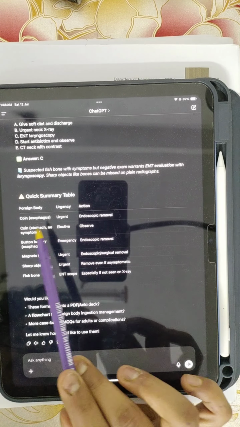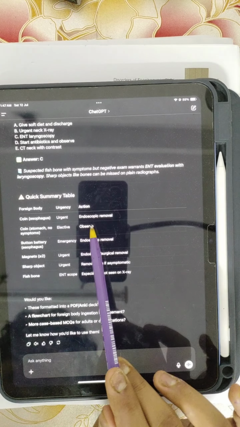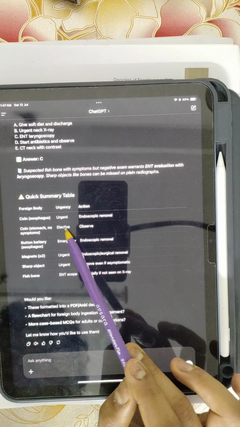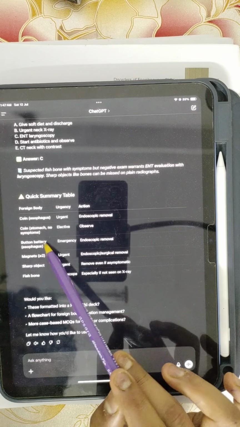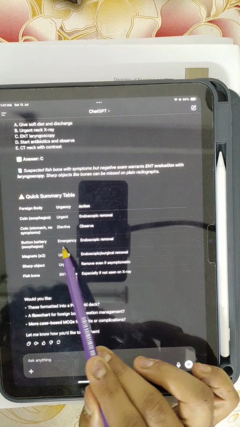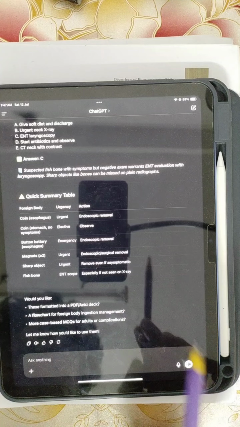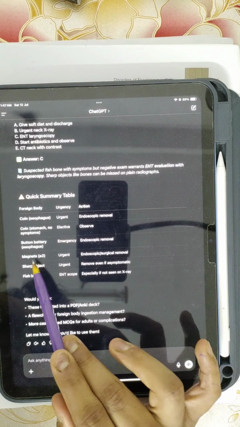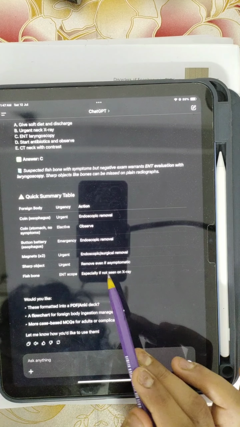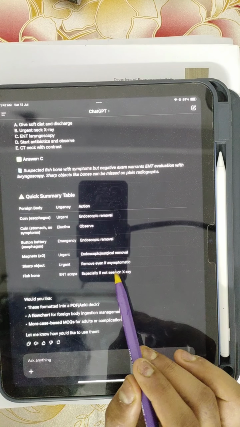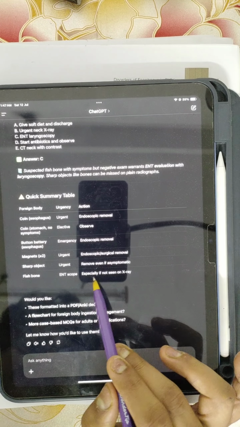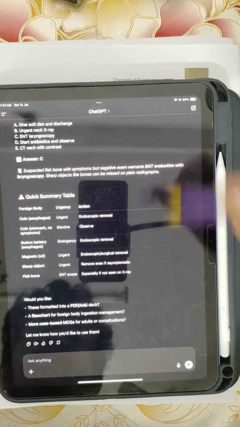If it is a coin in the esophagus, then it is urgent and endoscopic removal would be done. If the coin is in the stomach, no symptoms are seen, so it is elective, so we will just observe. Button battery, these are an emergency, because obviously this can make fistulas and perforations, so we'll do endoscopic removal very quickly. Magnets are as well urgent, especially multiple magnets, so endoscopic or surgical removal is done. Sharp object, same, urgent, remove even if asymptomatic. Okay. Fish bone, we will do ENT scope, especially if it is not seen on X-ray.